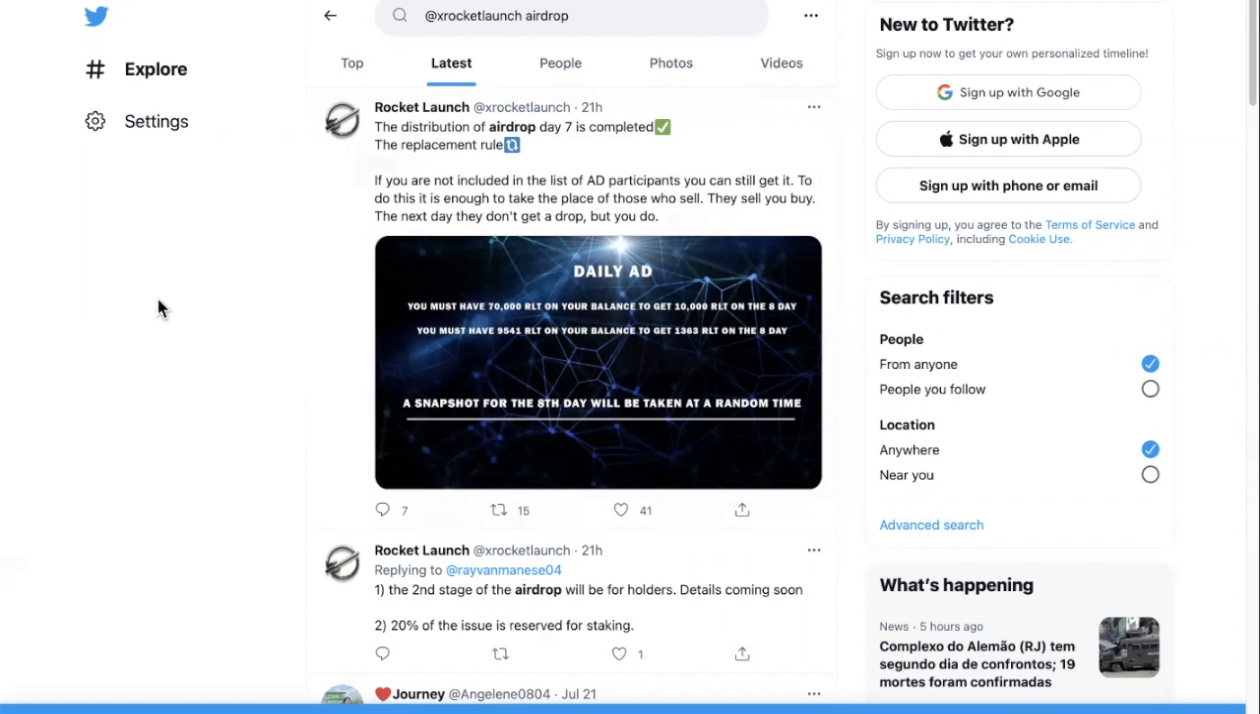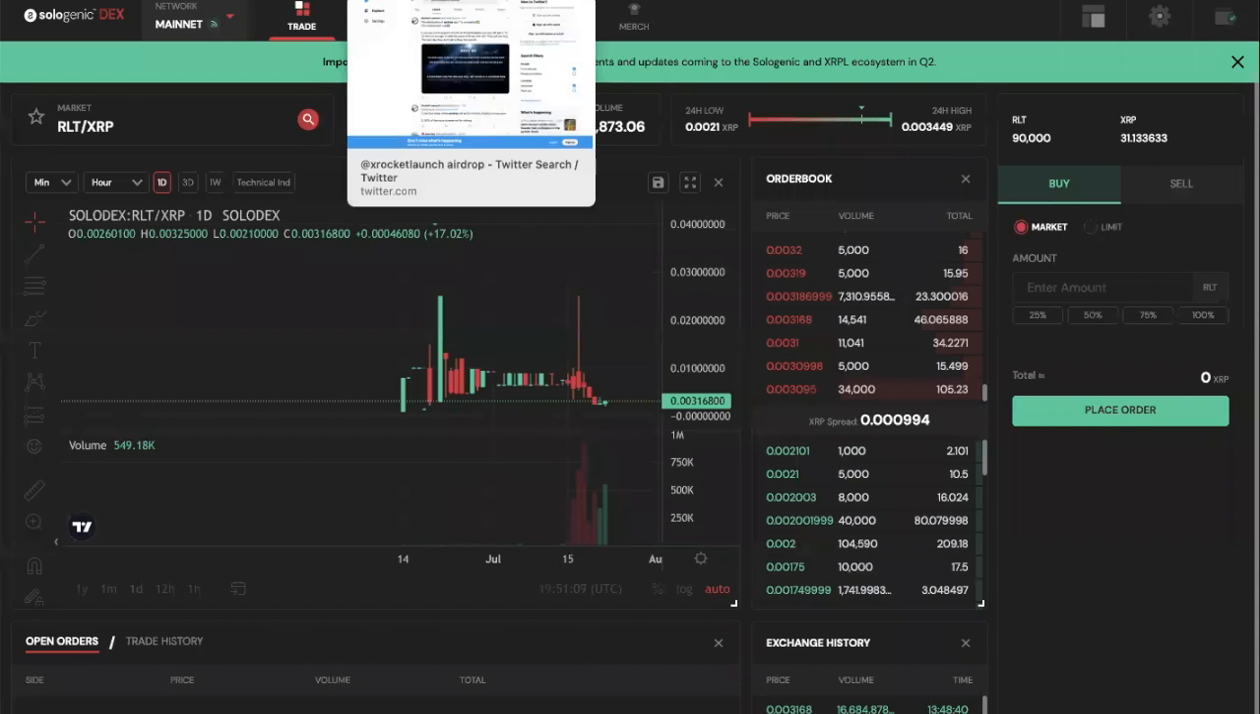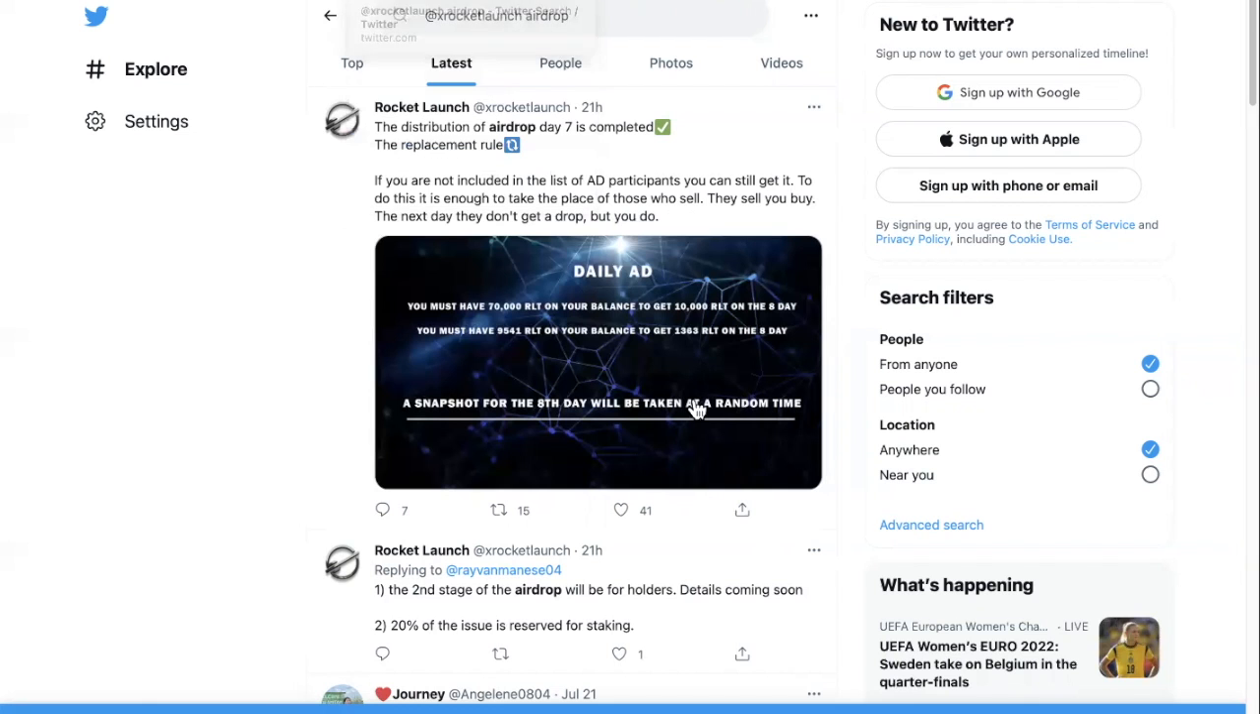So to get 10,000 airdropped on day nine, because we're on day eight now, they'd have to buy 80,000 RLT, which they can buy on the DEX, Sologenic, or wherever. Yeah, over here, for example, Sologenic, that's what it looks like right now. Go get your 80,000. Get 80,000, 10,000 airdropped.